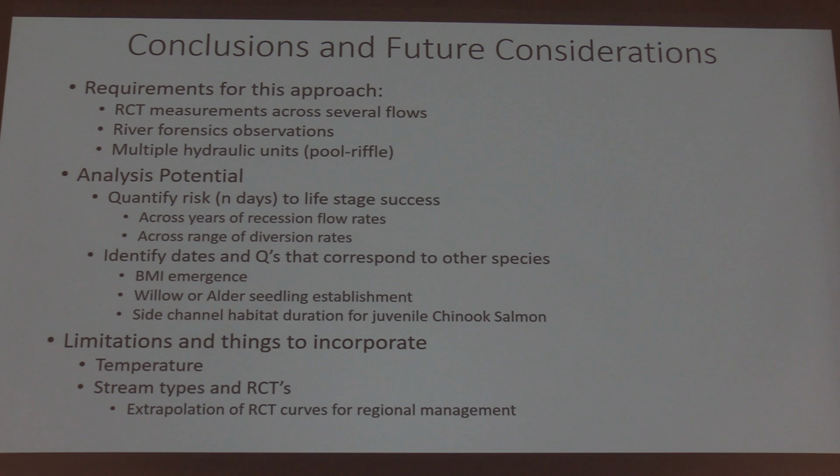You can quantify risk over time with number of days as your unit to life stage success. You can do it across a range of recession flow rates over different years, and you can do it across a range of different diversion rates. And then you can also use this method to identify dates and different stream flows that correspond to other ecological processes, such as with BMI emergence, willow and alder seedling establishment, or low flow side channel habitat for juvenile Chinook salmon. Just a few examples.